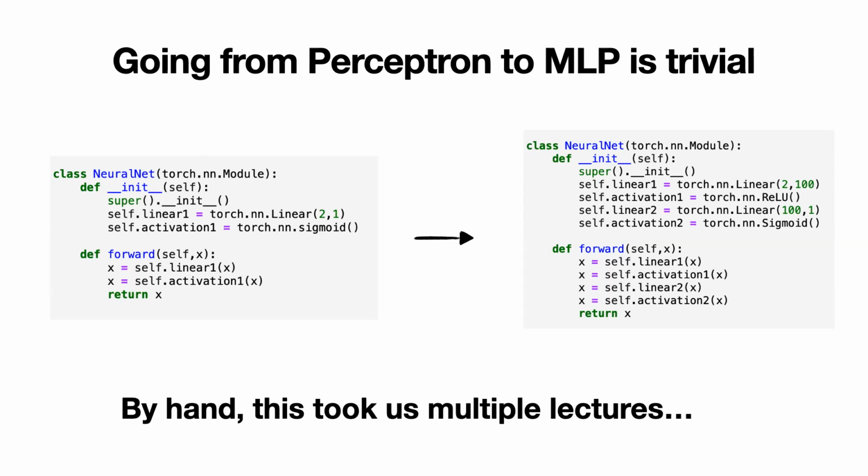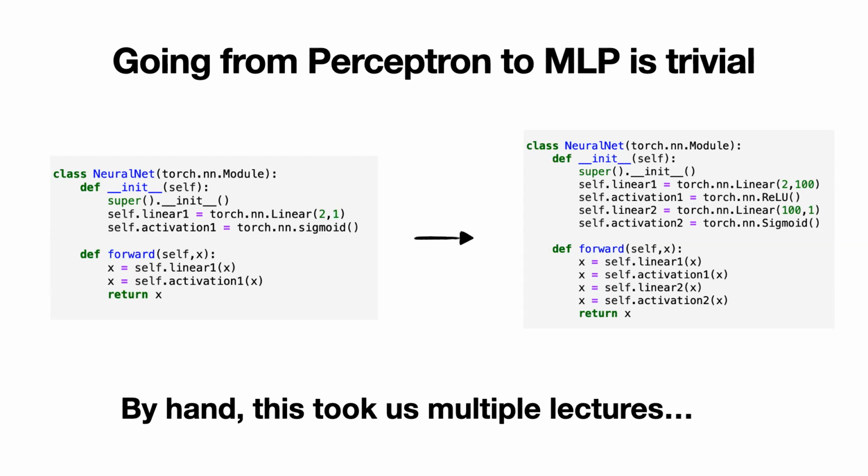For a multi-layer perceptron, we have one hidden layer, so we map to 100 internal nodes, do our ReLU activation, map back to one output, and do our sigmoid activation. Then our forward is basically just passing the data through all of these different operations, right? And this is exactly the type of multi-layer perceptron that you wrote in the exercise.